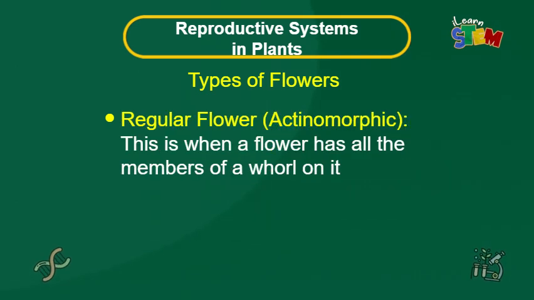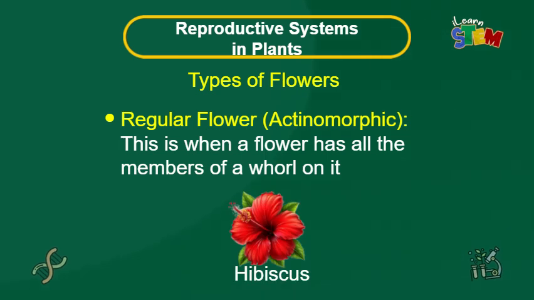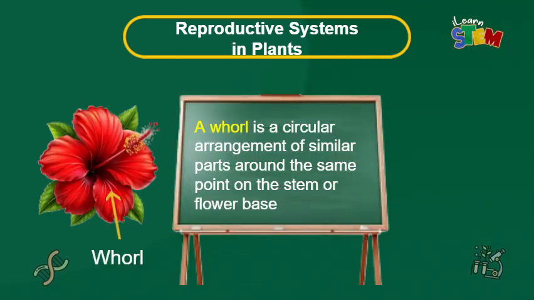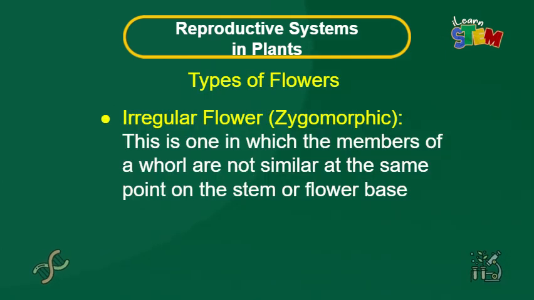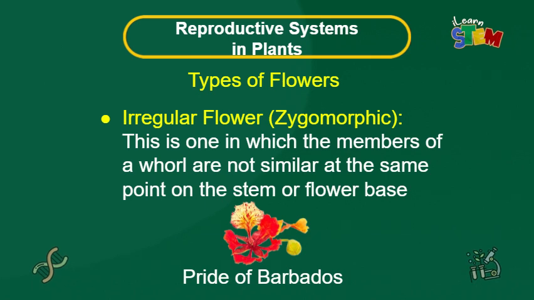6. Regular flower, also known as actinomorphic. This is when a flower has all the members of a whorl on it. An example is hibiscus. In case you are wondering what a whorl is, a whorl is a circular arrangement of similar parts around the same point on the stem or flower base. 7. Irregular flower, also known as zygomorphic. This is one in which the members of a whorl are not similar. An example is the pride of Barbados.